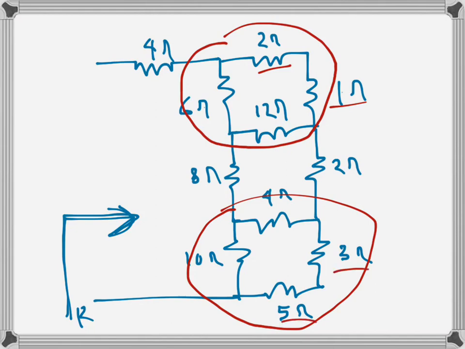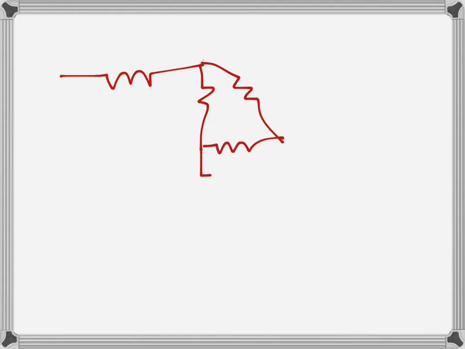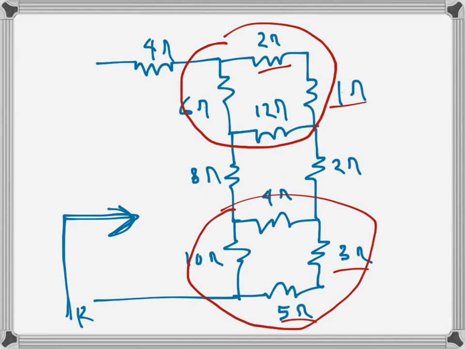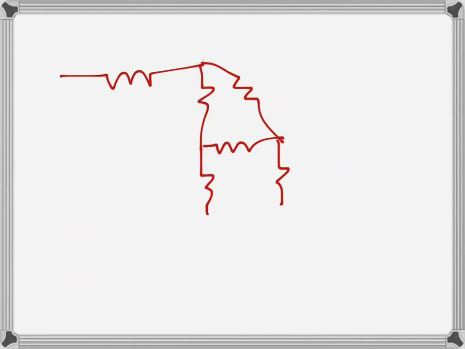So what I will do, I will redraw the circuit like that. So here we will have one, here we will have, let's say, another resistance, and then this one, and then we have this one, we have this one, and then we have like that, we have this, and we have this like that.